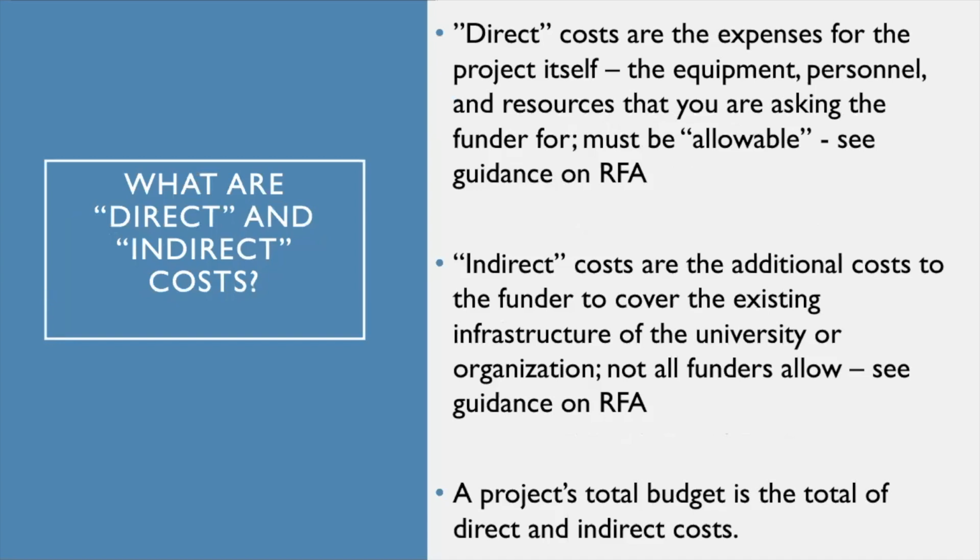Now, just about any budget that I've seen in a university or nonprofit context uses these terms, direct and indirect costs. So I want to take a moment to explain what that means. Direct costs are the actual expenses for the project itself. So this includes all the money that you're paying your people, it's all the salaries, it's all the equipment. And equipment in grantsmanship is defined as anything that will last beyond the grant period.